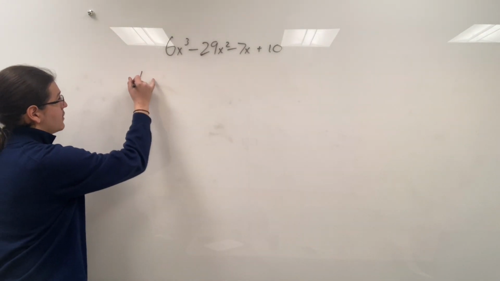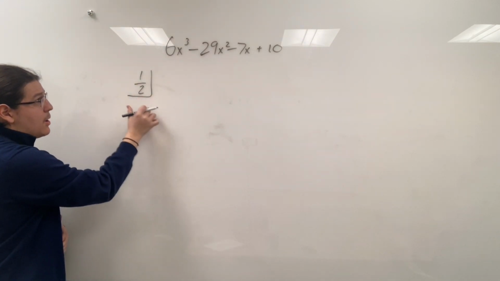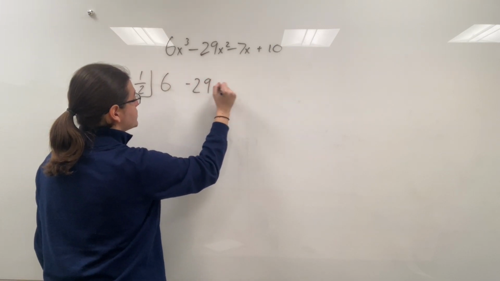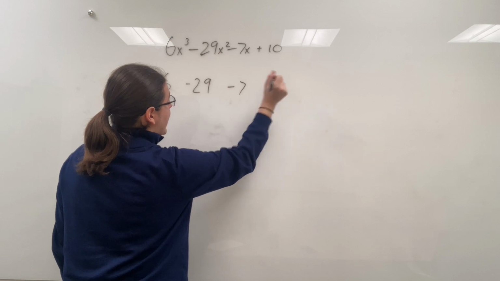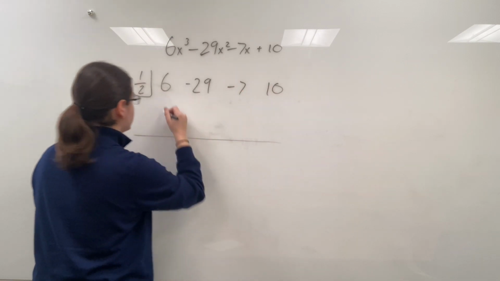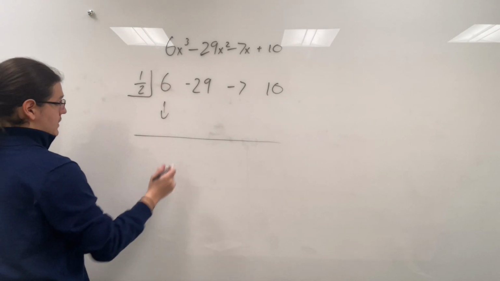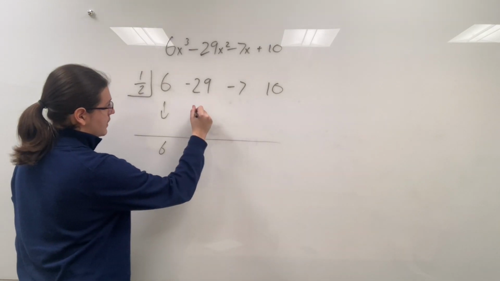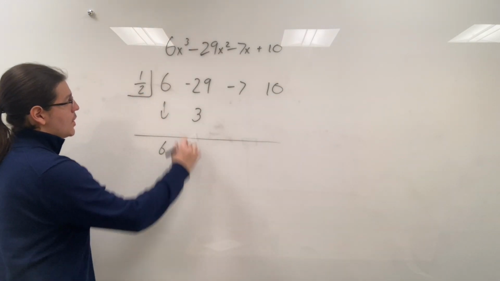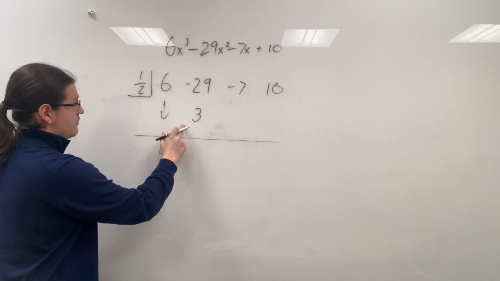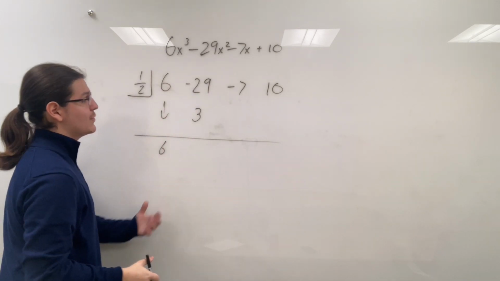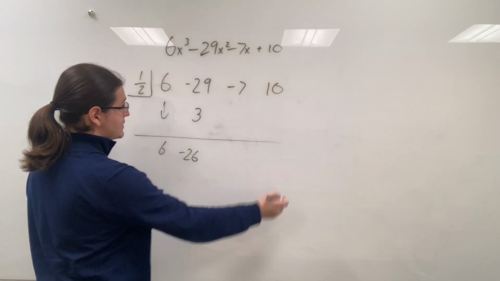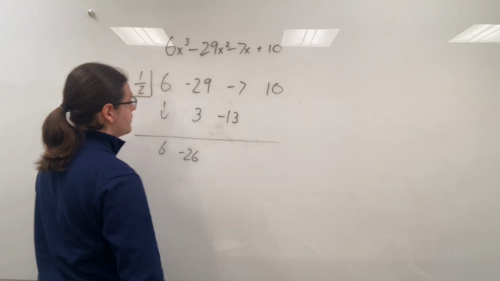So 1/2 we keep in the box. Now let's just bring our coefficients down. We have 6, -29, -7, and 10. Okay, bring our 6 down. Now, 1/2 of 6 is 3. -29 plus 3, that's -26. 1/2 of -26, that's going to be -13.